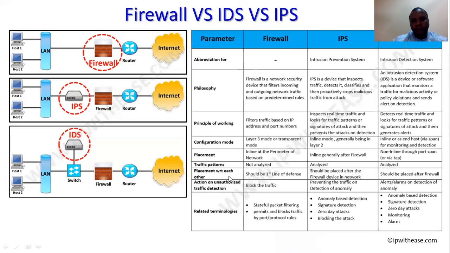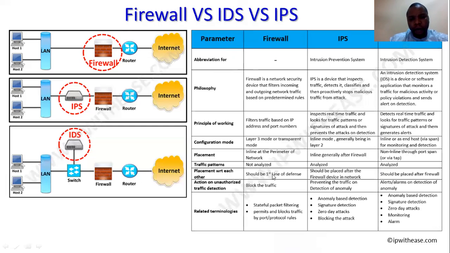Now, placement with respect to each other. For the firewalls, you have to place firewalls at the first line of defense. I said it. The first line of your defense will be the firewall. Now, the IPS will be placed after the firewall. Likewise, the IDS will be placed after the firewall. That means they are being placed at the second line of defense. Okay.